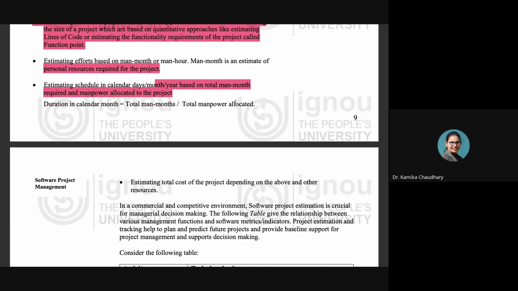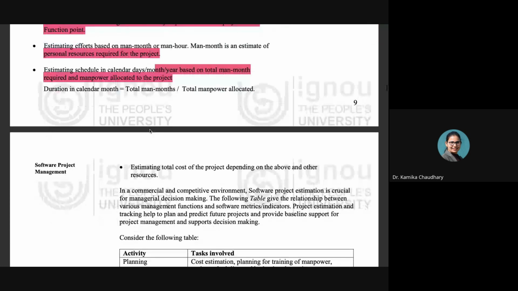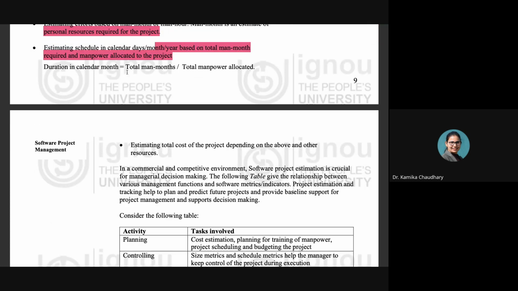And it is also based on the total man months required and the manpower allocated to the project. So duration in calendar months is calculated like this: total man months divided by the total manpower. Next is estimating the total cost of the project depending on the above and the other resources.